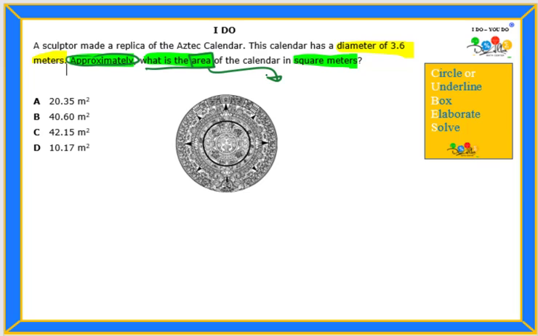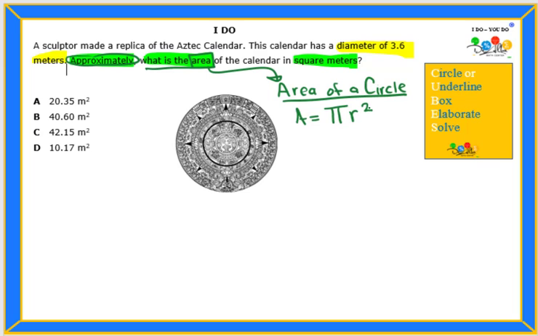And if we look at the calendar, what shape do we have? It's a circle. And we know that too because they gave us diameter, and diameter is for circles. So we're looking for the area of a circle. Okay, so the first thing we need to do is look in our formula chart and find the formula for area of a circle. Do you see it? Yes. Area equals pi r squared.